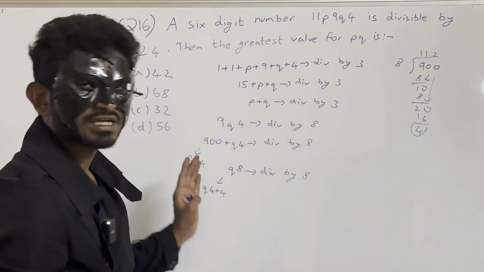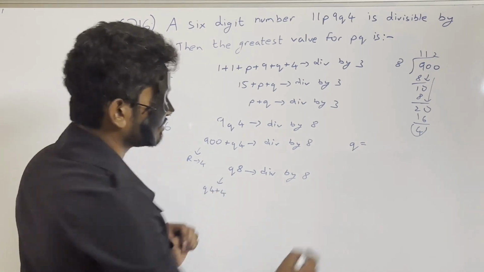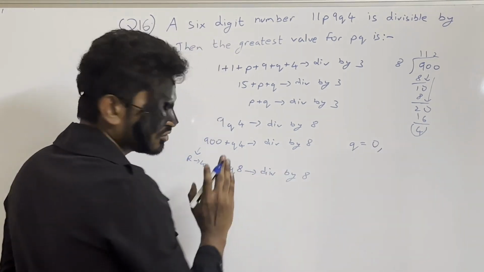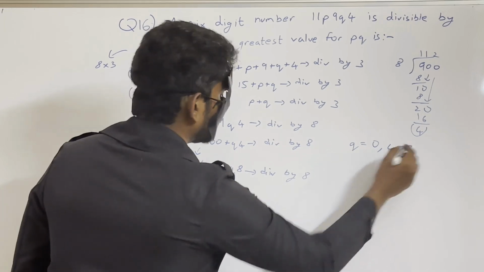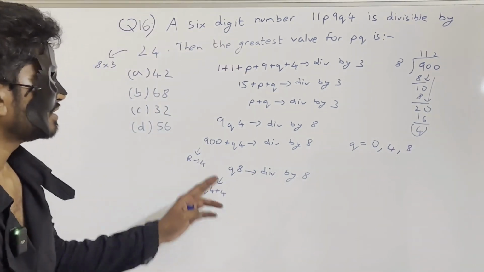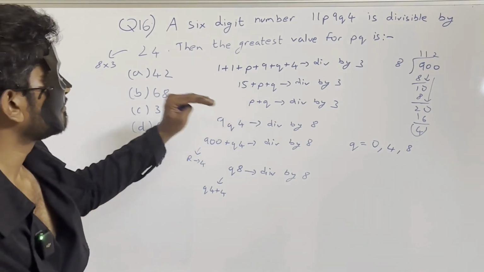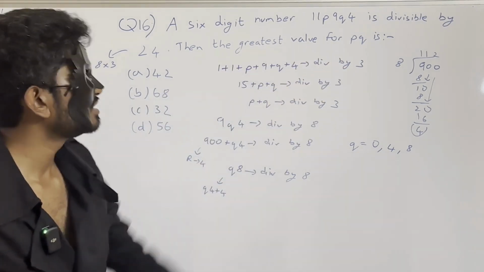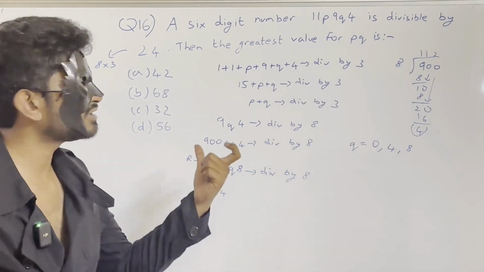So what are the possible values of Q? It's nothing but 0. When Q is 0, it's nothing but 8. So 8 is divisible by 8. When Q is 4 also, it will become 48, so it's divisible by 8. When Q is 8, 88 is also divisible by 8. So these are the possible values of Q. Now, for the greatest value for PQ, when will PQ be greatest? When P and Q both are maximum, then only PQ will be greatest.